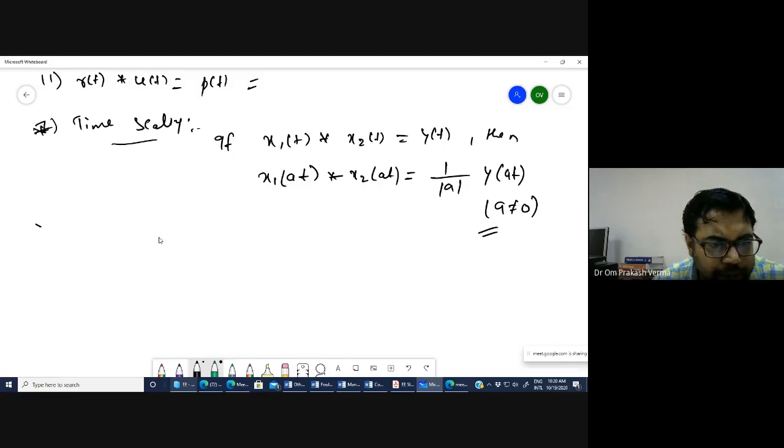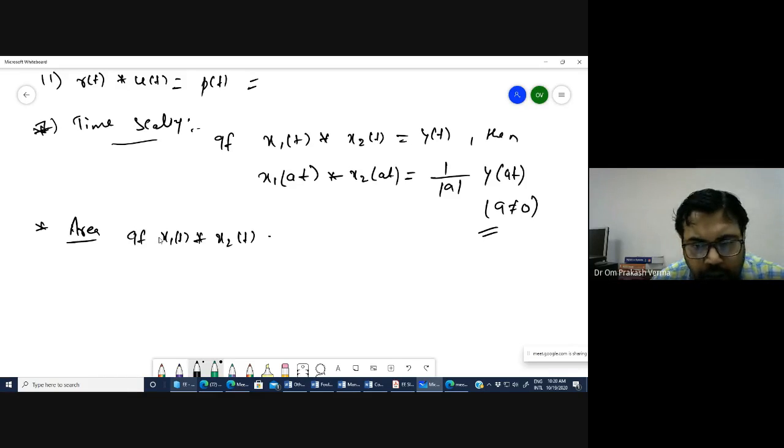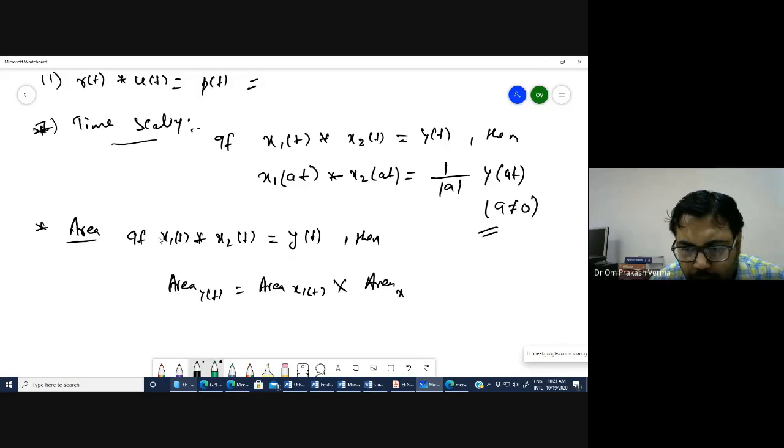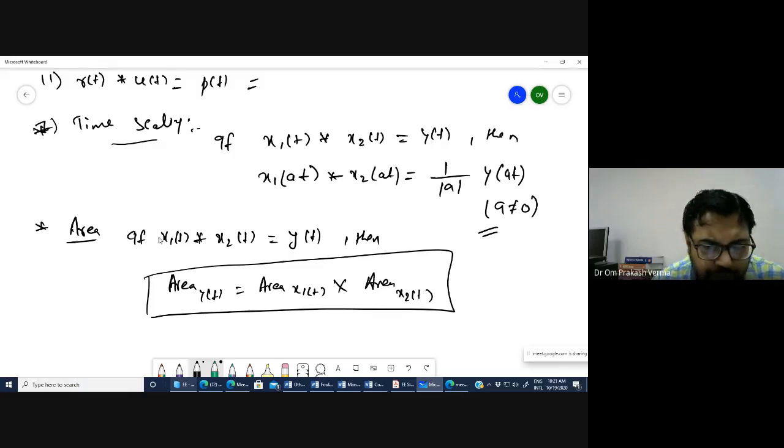Next property is the area. If x1(t) convolution with x2(t) has the response y(t), then the area under y(t) is nothing but the area under x1(t) into the area under x2(t). This is not very important, but sometimes it may be asked.